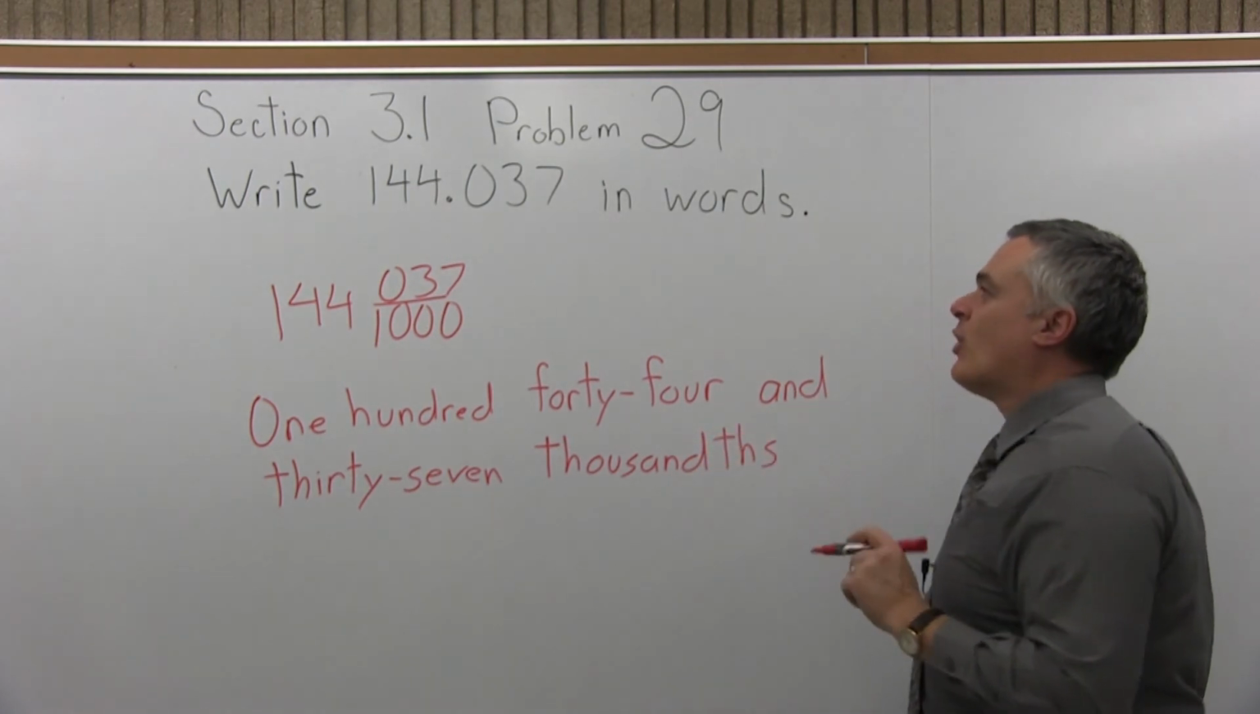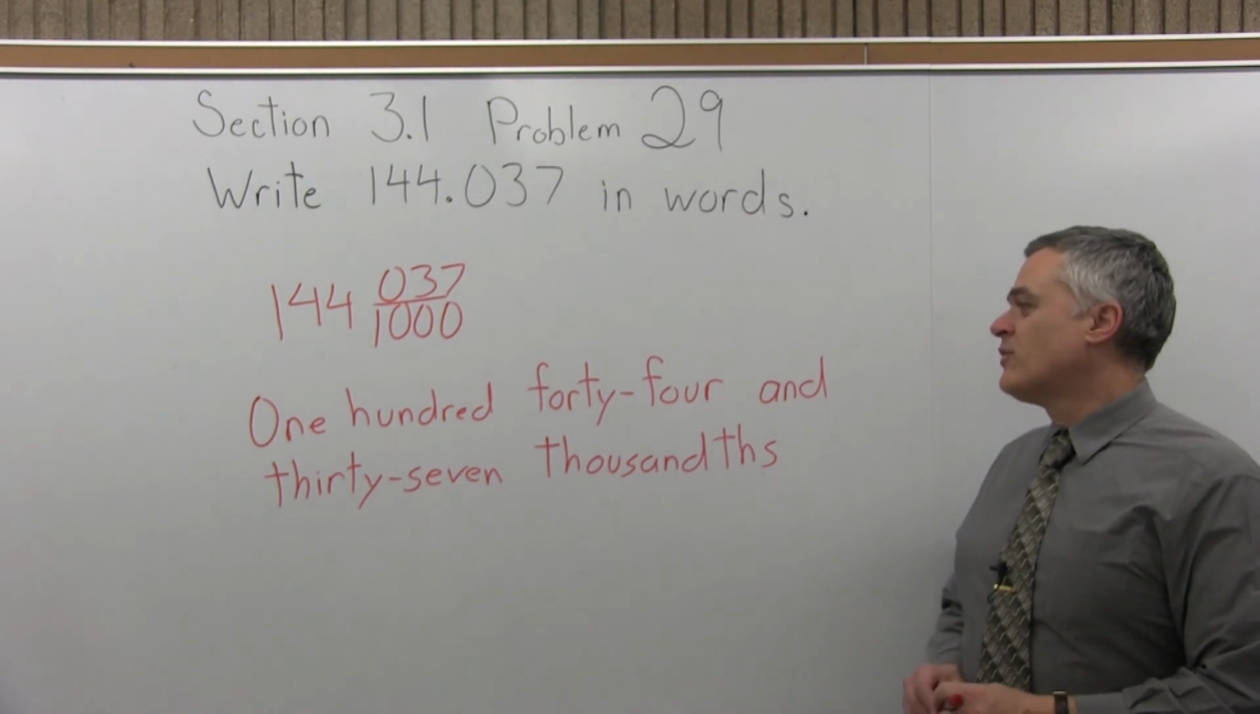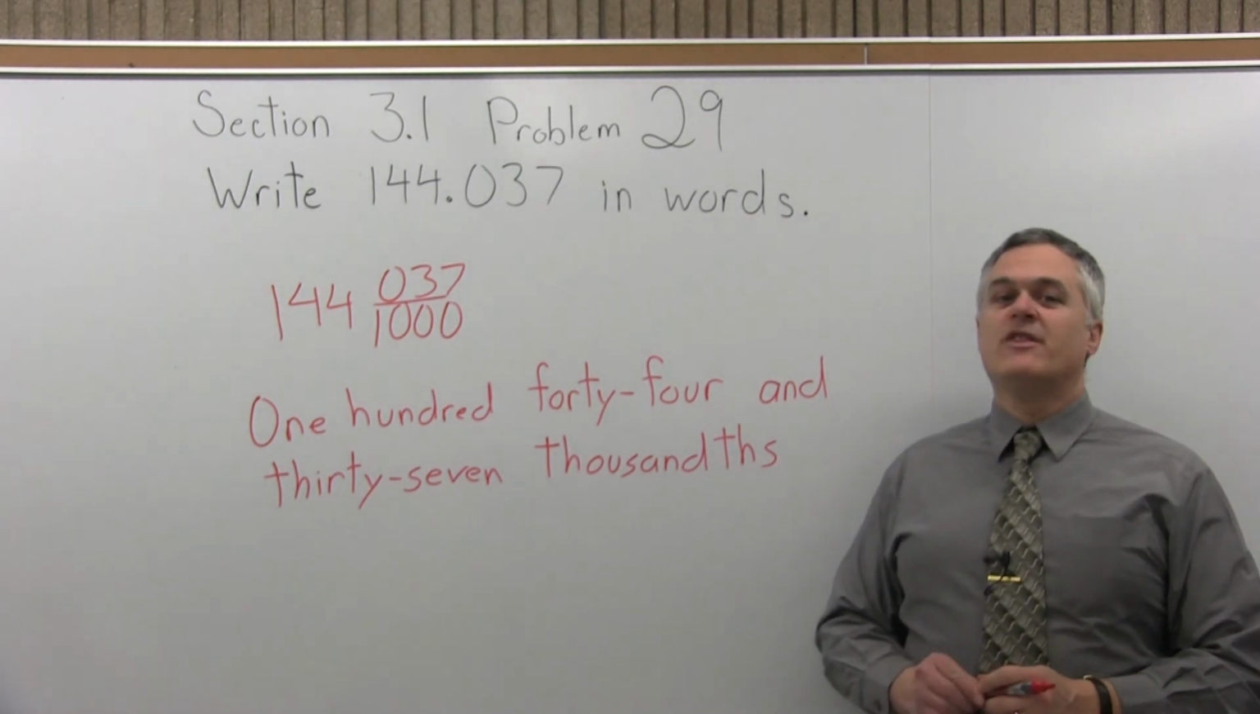Like that. So 144.037 in words would be written 144 and 37 thousandths.